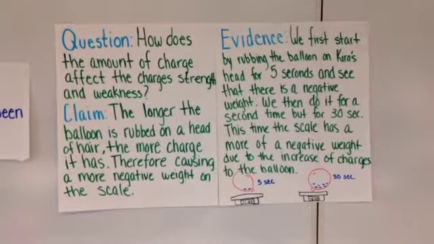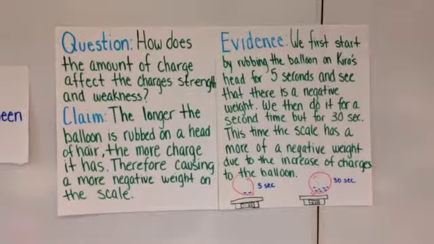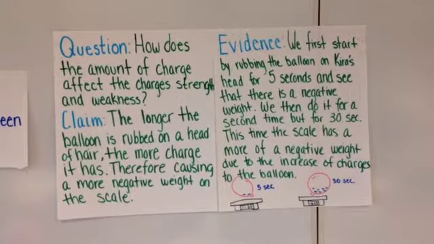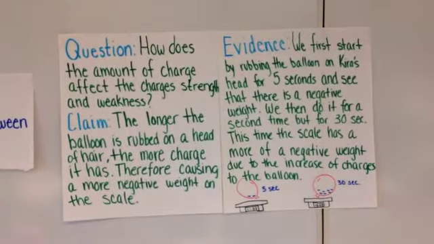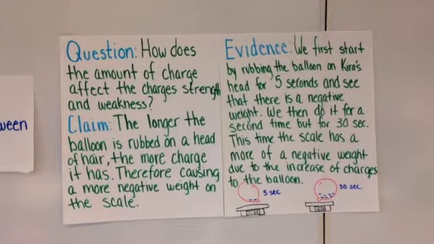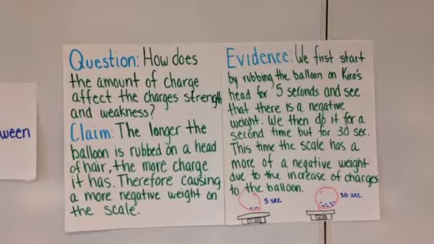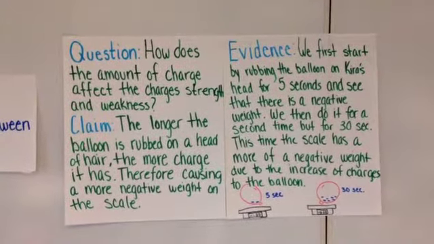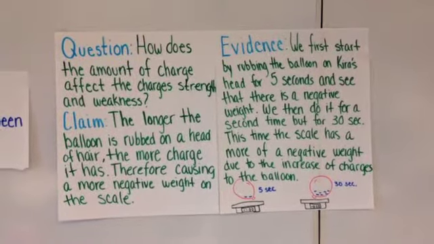For our second experiment, our question was, how does the amount of charge affect the charge's strength and weakness? Our claim that we tested was, the longer the balloon is rubbed on a head of hair, the more charge it has, therefore causing a more negative weight on the scale. Our evidence was, we first started by rubbing the balloon on my head for 5 seconds and saw that there was a negative weight. We then did it for the second time, but for 30 seconds. This time the scale has more of a negative weight due to the increase of charges on the balloon.